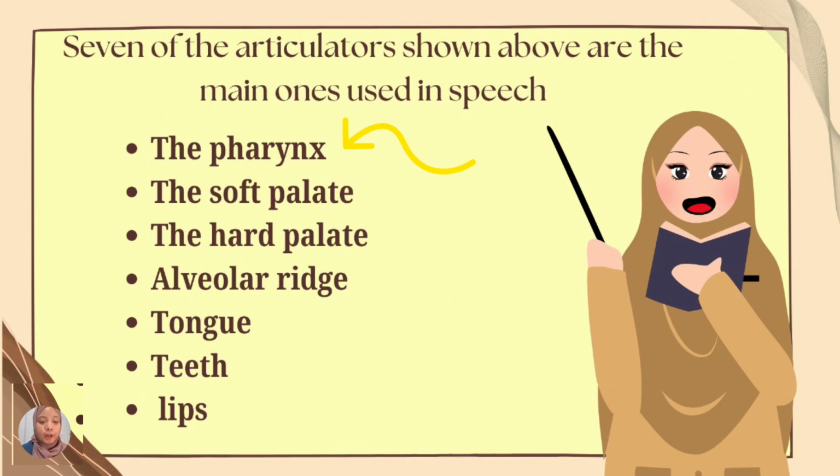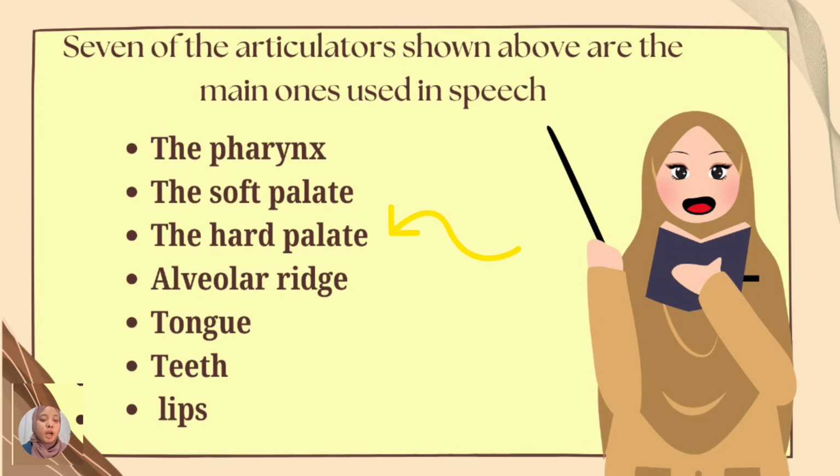First is the pharynx. The pharynx is a tube used above the larynx. Women and men have different pharynx lengths. Women have a length of about 7 cm, while men have 8 cm. The second is the velum or soft palate. It's at the back of your mouth. It allows air to pass sometimes through the nose and sometimes through the mouth.